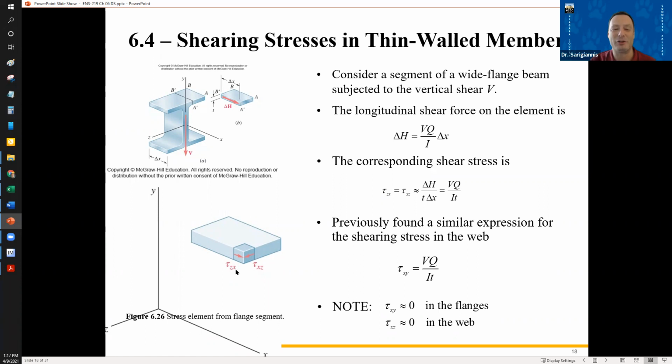And this blows up and shows you the tau zx and the tau xz. So these are the ones up here. Those are the shears that we're looking at from the flange segment, due to the vertical shear force.